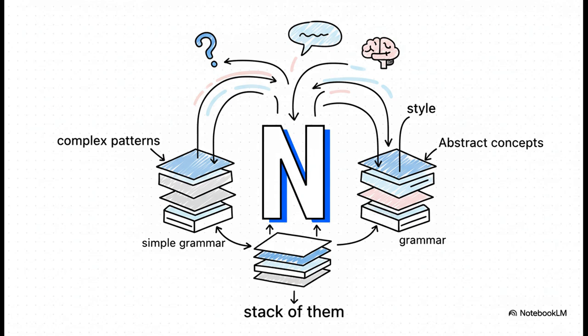And here's the crucial part. A GPT model isn't just one of these blocks. It's a stack of them, sometimes dozens, even hundreds, layered on top of each other. Each layer builds on the one below it, which allows the model to learn incredibly complex patterns, from basic grammar at the bottom layers to abstract ideas and writing styles way up at the top.